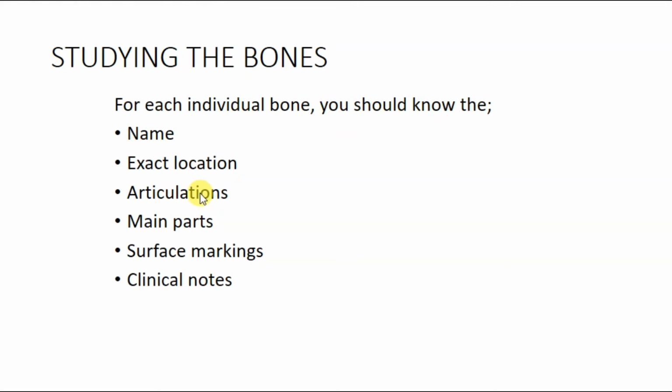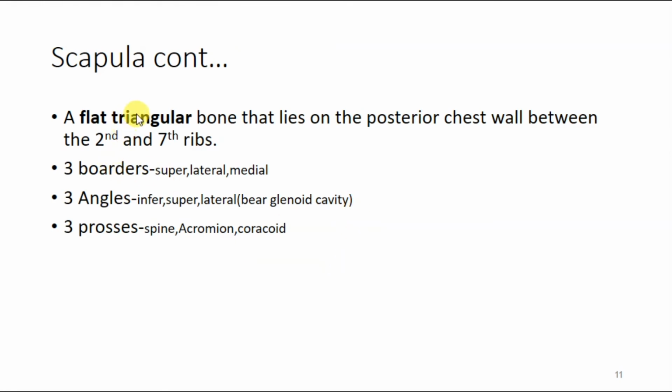Articulate with what bone? Join with what bone? Then from there we need to know the main parts of the bone. We need to know the surface markings and the clinical notes. So for all bones of the upper limb which we have mentioned above, we discuss them one after another: the name, exact location, articulation, main parts, surface markings, and clinical notes. So now let's start with the scapula.